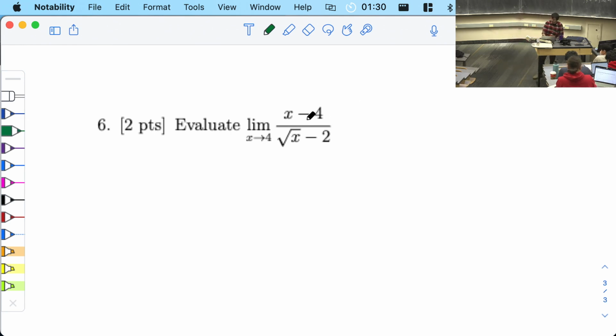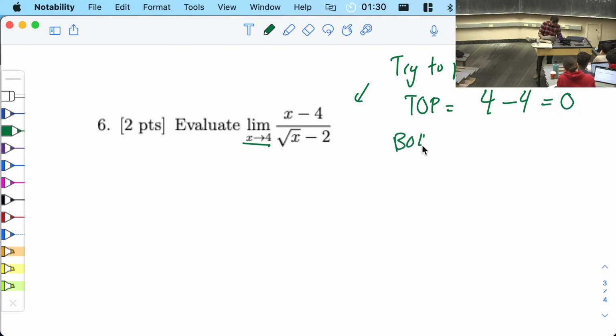Because these are nice functions, like x minus 4 and square root of x minus 2. They are continuous functions. So if it works out to just plug in, then we'll be OK. We'll be saved by the limit laws that tell you it's OK to plug in as long as nothing bad happens. So if you try to plug in, then the top will be x minus 4, which is 4 minus 4, because x is 4, which is 0. And the bottom is the square root of 4 minus 2, which is 2 minus 2, which is also 0.